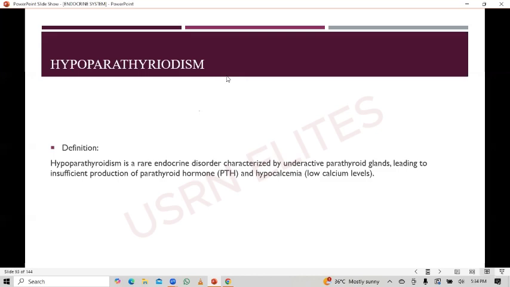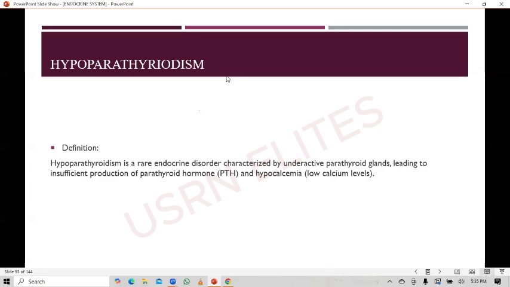Right. So this one we will not waste time, because I think we've done a lot of the work. So now that we are talking about the opposite, we are just trying to link it with the hyper. So in hypoparathyroidism, what do we see? We see that one too is a rare endocrine disorder characterized by what? Underactive parathyroid gland, leading to what? Insufficient production of parathyroid hormone and then hypocalcemia.